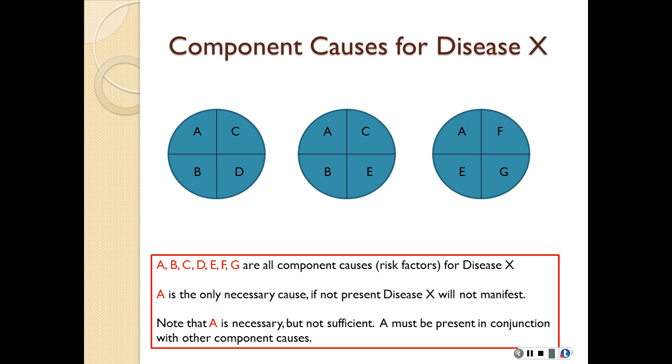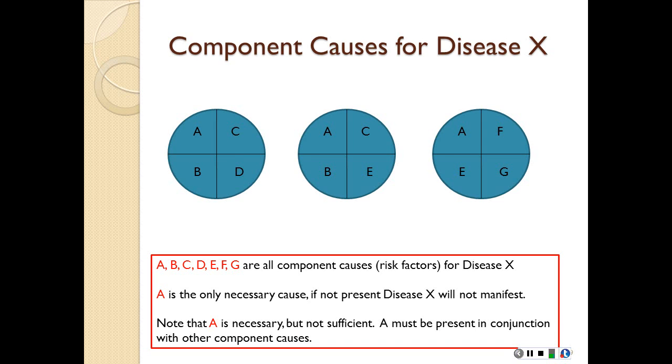Let's look at this kind of graphically. I think it makes it a little bit better. So, in these three pictures, we have A, B, C, D, E, F, and G. All of those are individual risk factors, or individual exposures. They are all component causes for disease X. And this particular component cause A is the only necessary cause. So if you don't have component cause A, if you don't have that exposure, you will not get this disease. Will not happen.